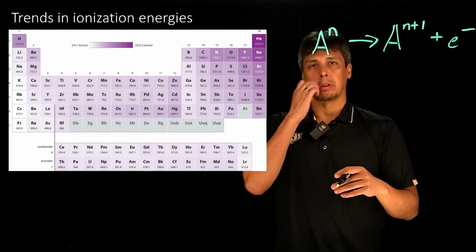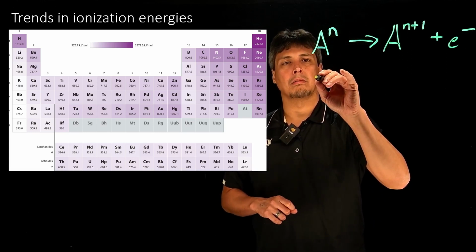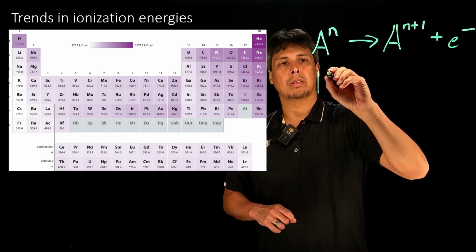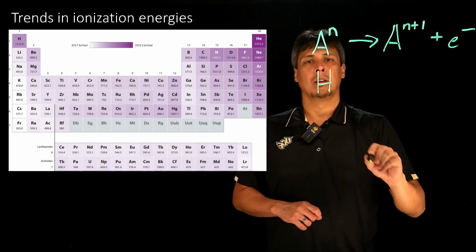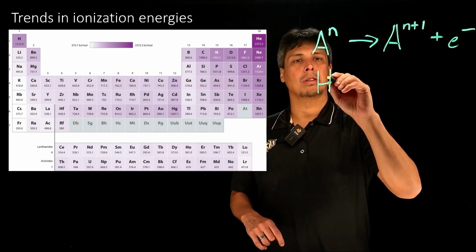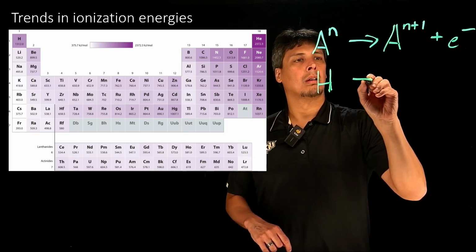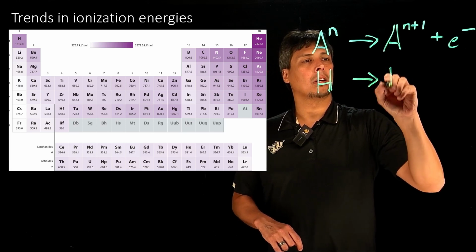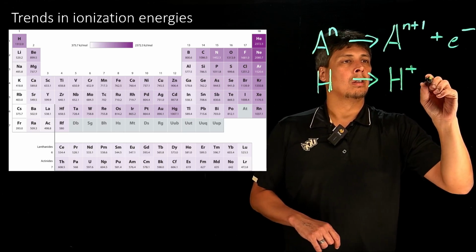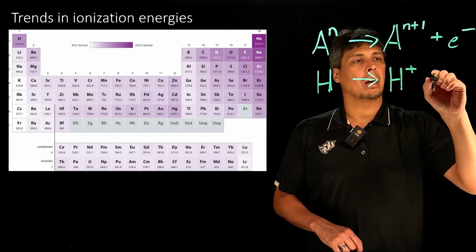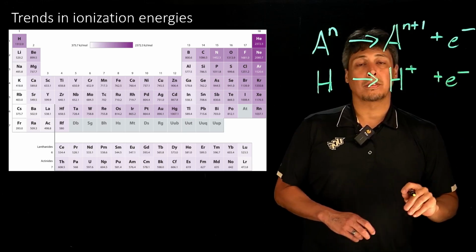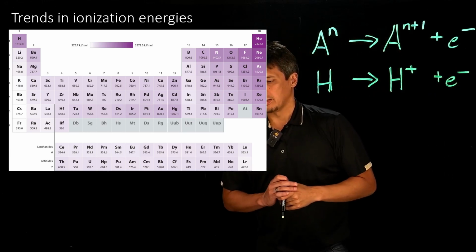So if we wanted to put this perhaps in a little bit easier to grasp terms here, right? If we had a hydrogen atom, it'd be the energy required to ionize the hydrogen atom to a hydrogen ion, hydrogen positive ion, and ejection of an electron.